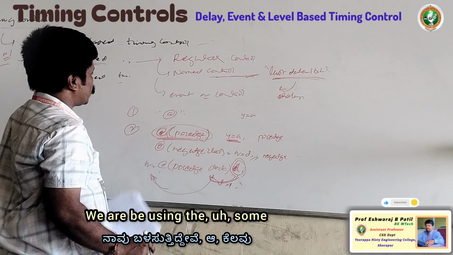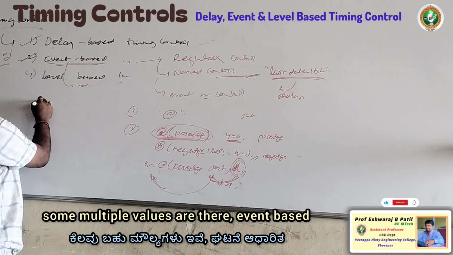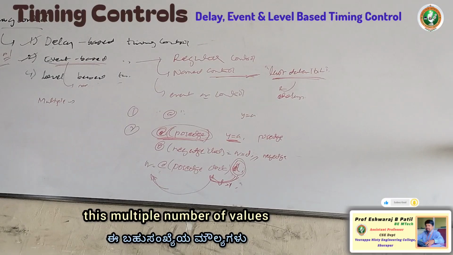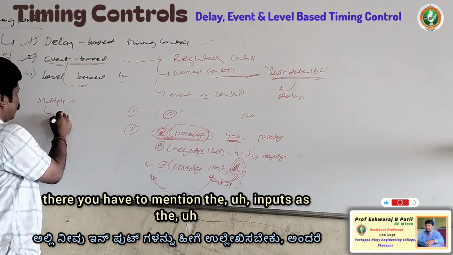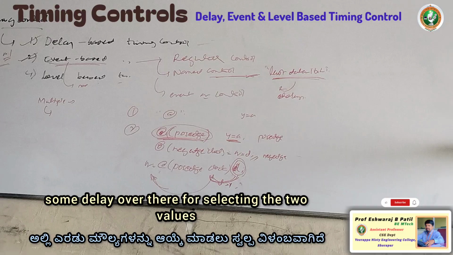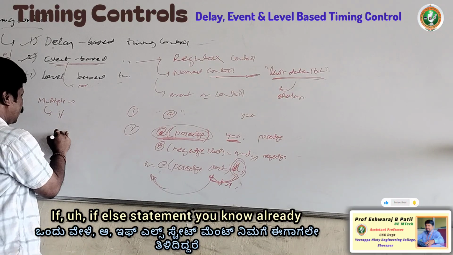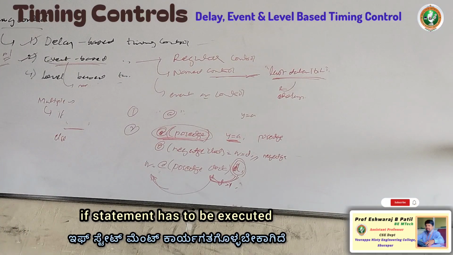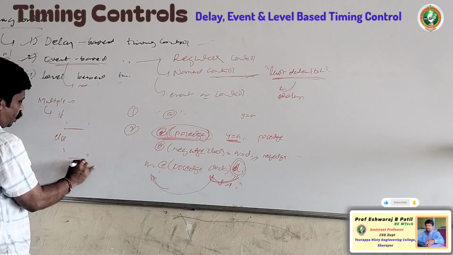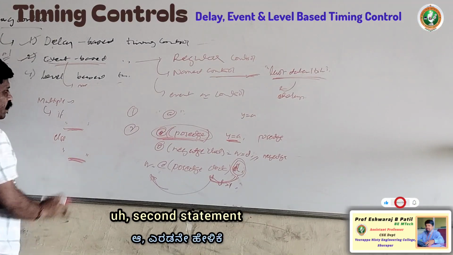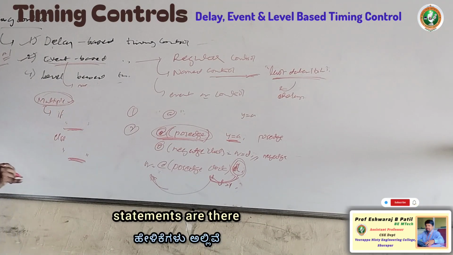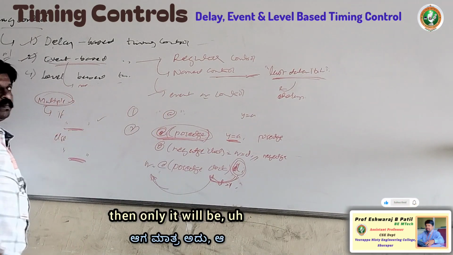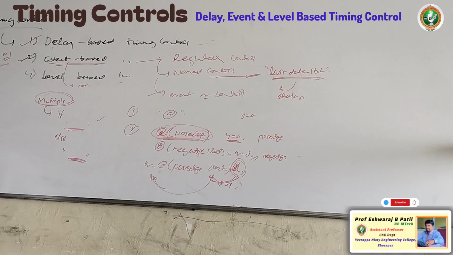We are using multiple values here, event based. If you have multiple values, there you have to mention the inputs with some delay for selecting the two values. If-else statement, you know already: if the condition is true, this if statement has to be executed, else if it is false, execute the second statement. When multiple statements are there, you can use event or control. Event means, if it is true, then only it will execute the first statement, otherwise it will execute the second statement.